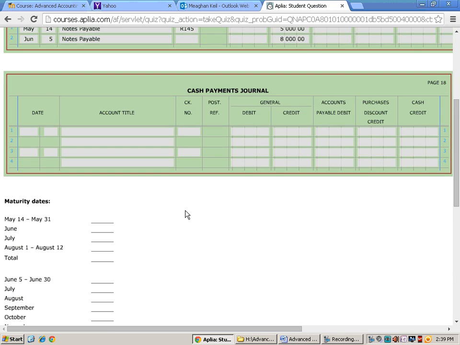All right, so now the next thing we have to do is figure out our maturity dates. Our first one is going to be 90 days. We're going to work backwards here. May 14th through May 31st, we subtract to figure out how many days that will be, which is going to be 17 days. June has 30 days in it. July has 31. And August 1st to the 12th is going to give us 12 days. When you add these up, it's going to give you 90 days. So our maturity date will be August 12th.